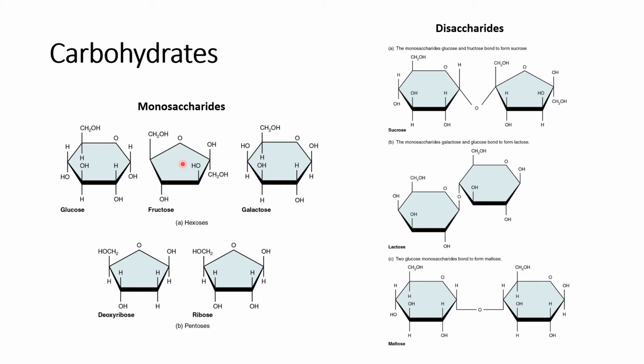So these monosaccharides can join together in a synthesis reaction to form a disaccharide. For example, these two molecules, glucose and fructose, make up this disaccharide, sucrose.